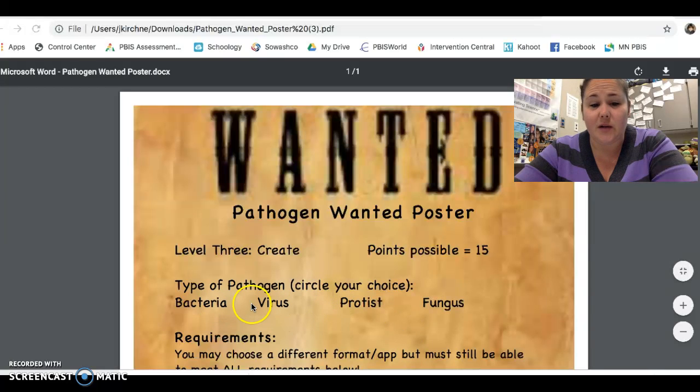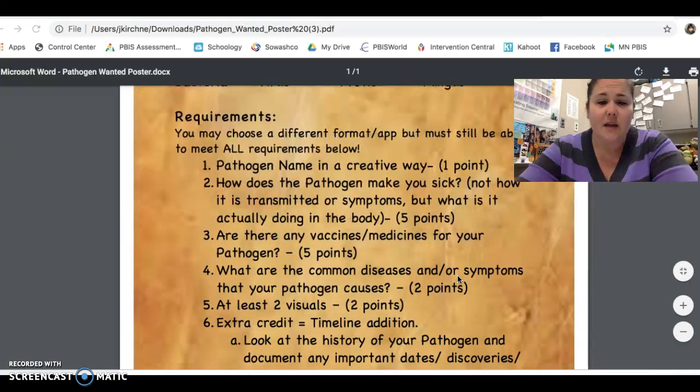I will tell you bacteria and virus, there's more information out there. I don't mean easier or harder, there's just more research information. Protists and fungus is the one you're going to pick if you want a challenge. So you pick a pathogen. That's step one. Then here are the requirements.